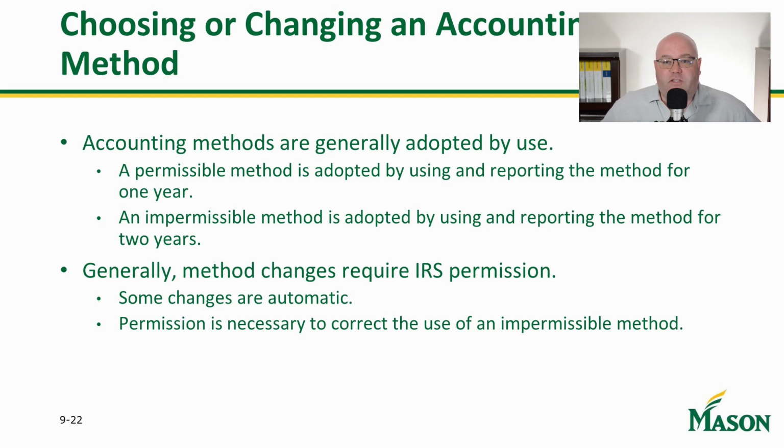So permission is necessary to correct the use of an impermissible method. That is true, unless it is an automatic change. Technically, by sending off the form, you're asking for their permission, but if it's an automatic change, it's going to be sort of automatic at that point.